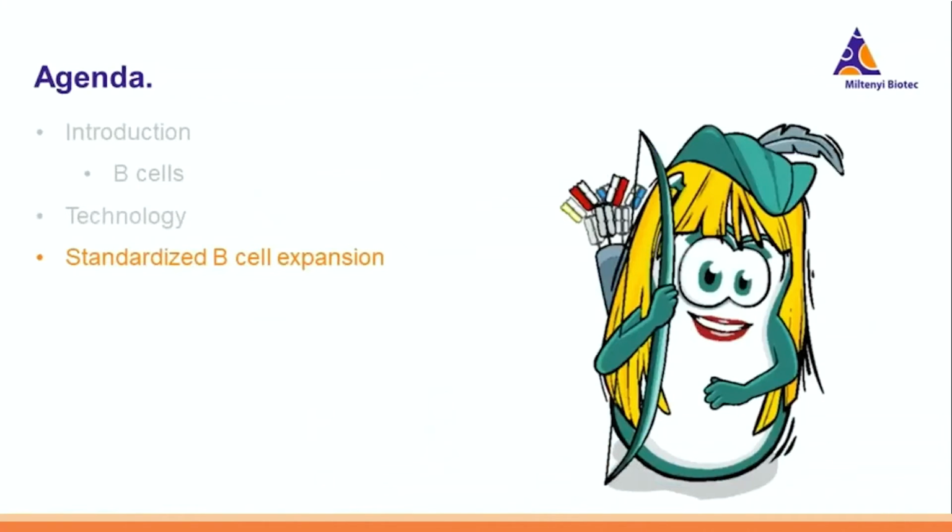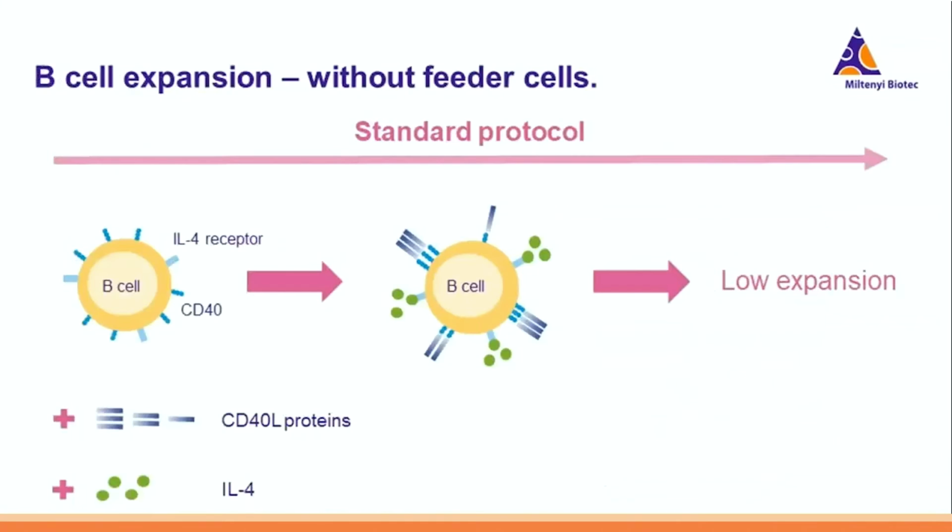So now we know all the details, what the backgrounds are, so what do we need to know to really do a proper and good cultivation. And now I'm going to give you the insights into the B cells. So there's a very standard protocol on how you can actually cultivate B cells. You use the B cells, of course, mix them with CD40 ligand proteins and IL-4. And by this, you only get low expansion of B cells.